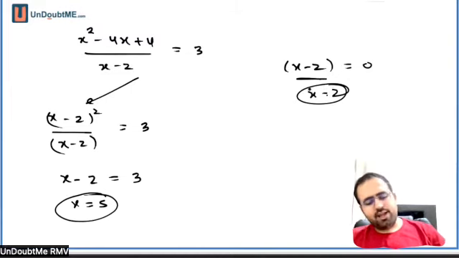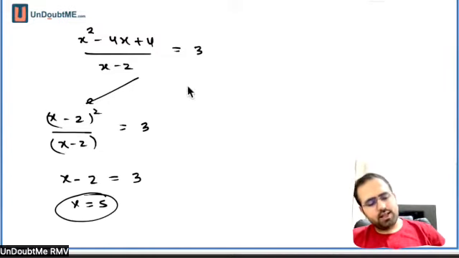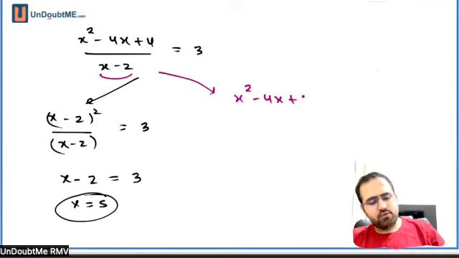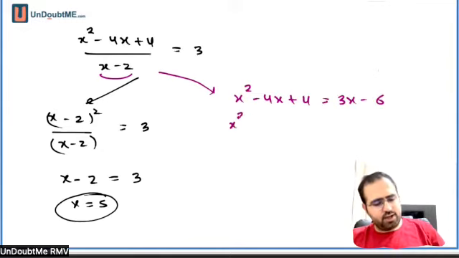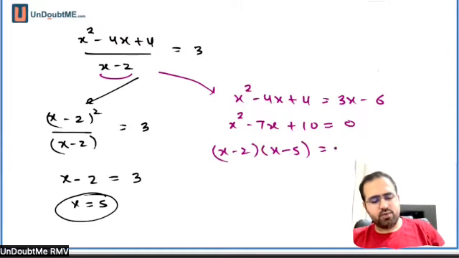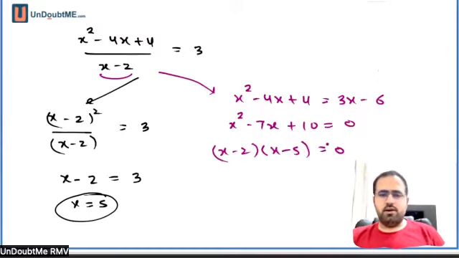Before telling anything else, I want to solve it with the regular method and then we'll see the difference. If I send this x minus 2 to the other side, it will be x square minus 4x plus 4 is equal to 3x minus 6. That will give me x square minus 7x plus 10 is equal to 0. That will give me x minus 2, x minus 5 is equal to 0.